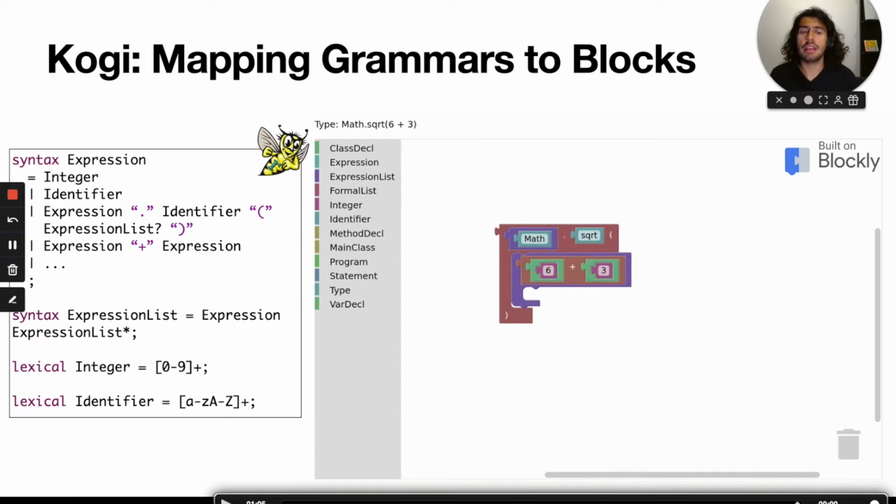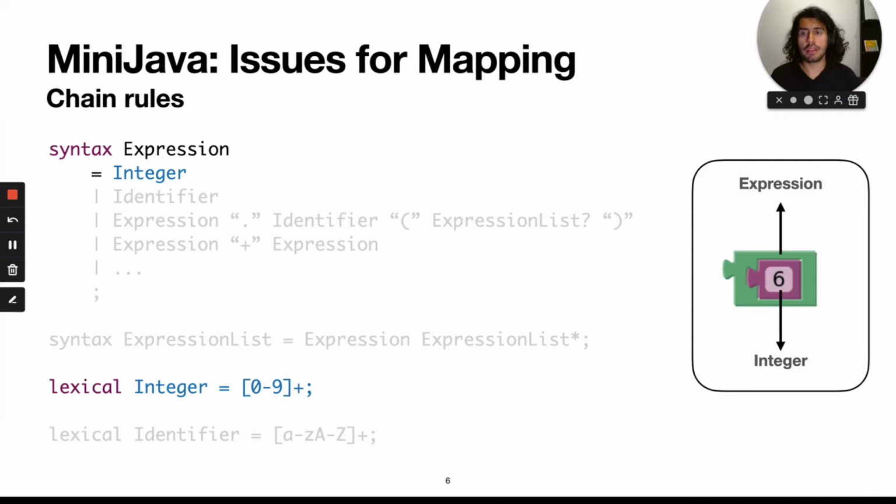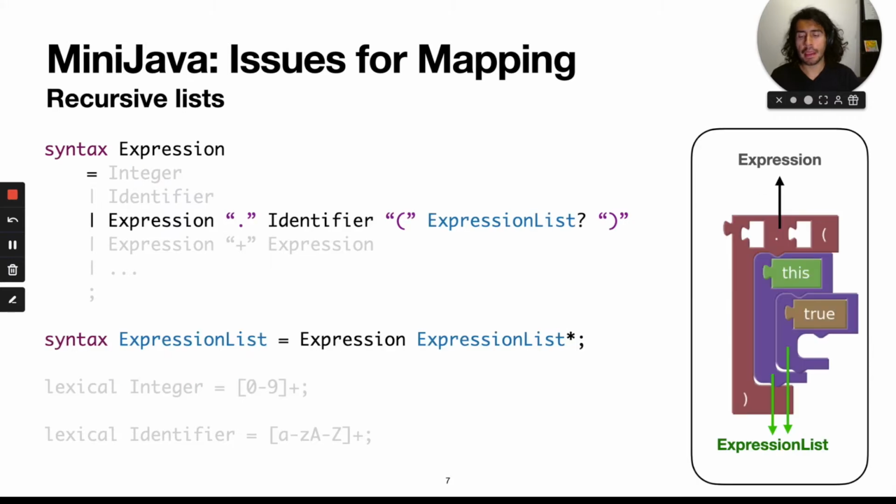Based on this, we identified several issues. These issues are described in the paper, but today I'm going to present two of them. The first one is related to chain rules. Chain rules are an issue for this naive approach because we have to add the extra adapters that we saw before. Another issue is with recursive lists. Users are required to fetch expression list blocks each time they want to add another expression. Again, this has an impact on the usability of the resulting environments.